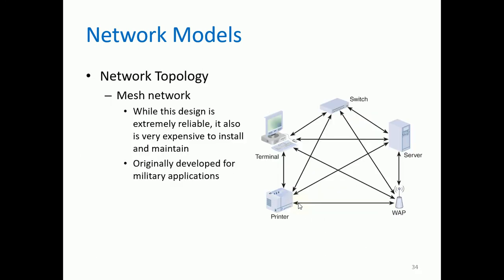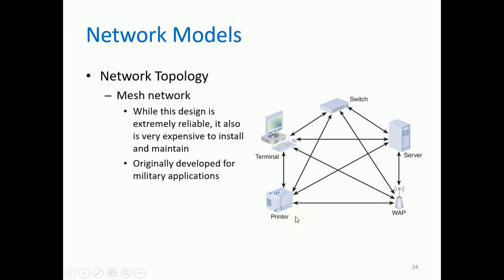Then we have another one, the mesh network. While this design is extremely reliable, because as you can see every device has a dedicated connection from one resource to another, it is also very expensive to install. If you have 5 network resources, a terminal can connect to a maximum of 4 devices. So it's very expensive and very difficult to maintain because of the complexity.